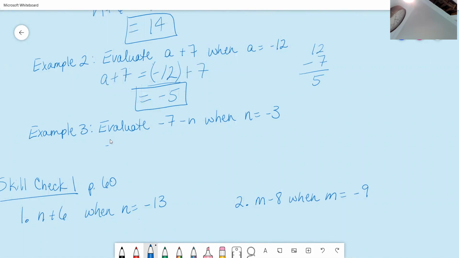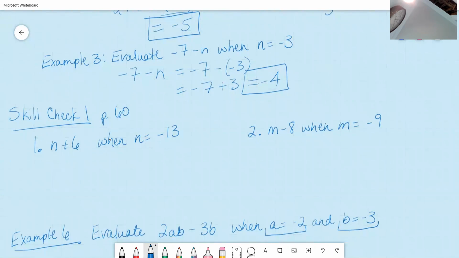Okay, so example 3, this really shows us why that parentheses is so important. We have negative 7 minus n when n equals negative 3. So this can be rewritten as negative 7 minus a negative 3. Well, as you should be able to recognize here, whenever you subtract a negative, that's an addition. So you would simplify this to negative 7 plus 3. And then again, you have unlike signs, so you find the difference, which is 4, and your answer is negative because the larger absolute value is your negative number.